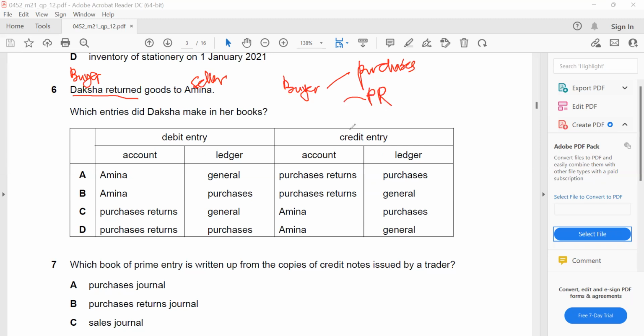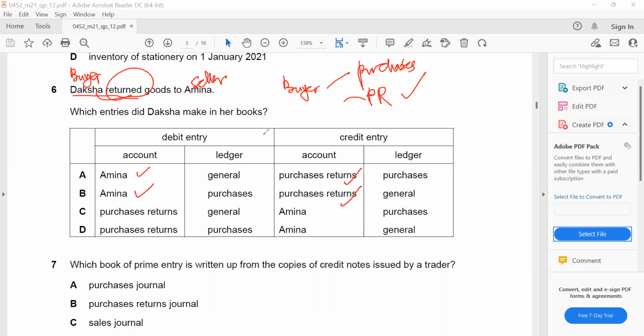Purchases return. Return goods means purchases return. Dasha record, that means buyer record. So for purchases return, the double entry: who received the goods? Amina received. So debit Amina, credit purchases return.